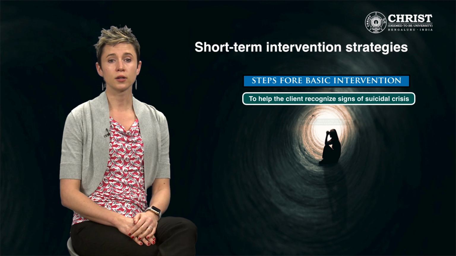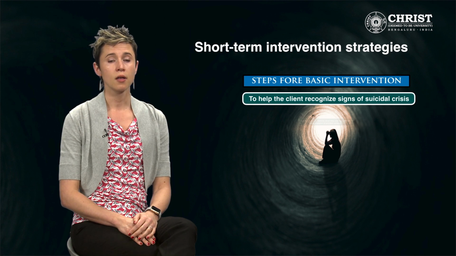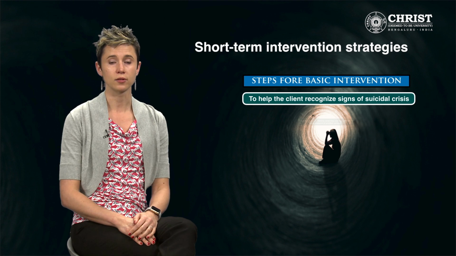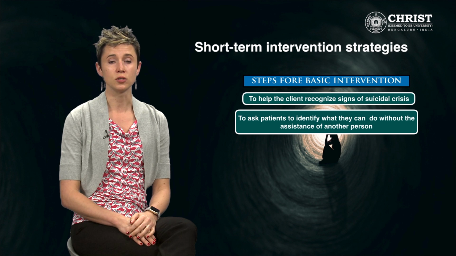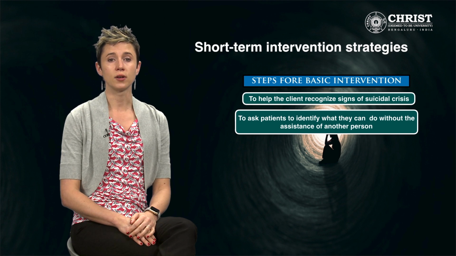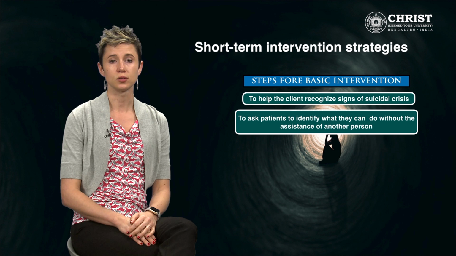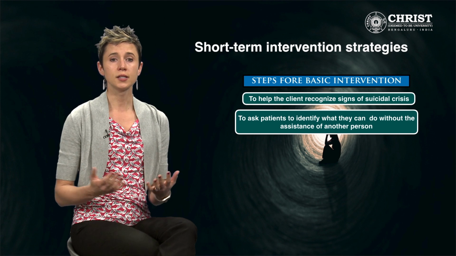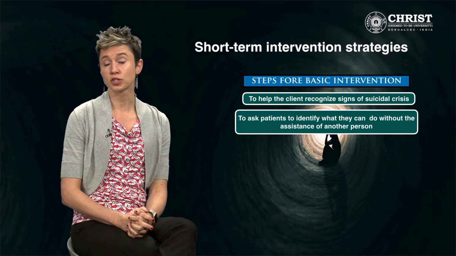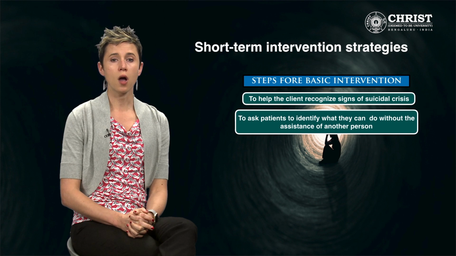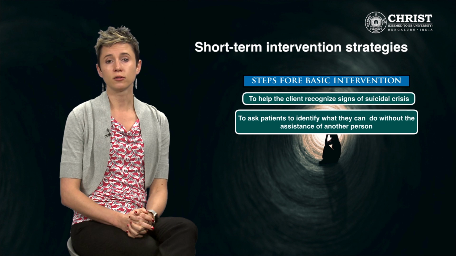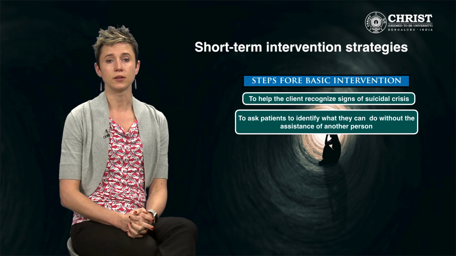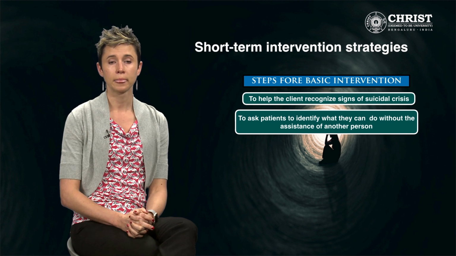These warning signs could include personal situations, thoughts, images, thinking styles, moods, or behaviors. The second step is to ask patients to identify what they can do without the assistance of another person should they become suicidal. Examples of these strategies include taking a shower, going for a jog or walk, doing a puzzle, partaking in a hobby, listening to feel-good music, or watching a feel-good TV program, or playing with a pet.